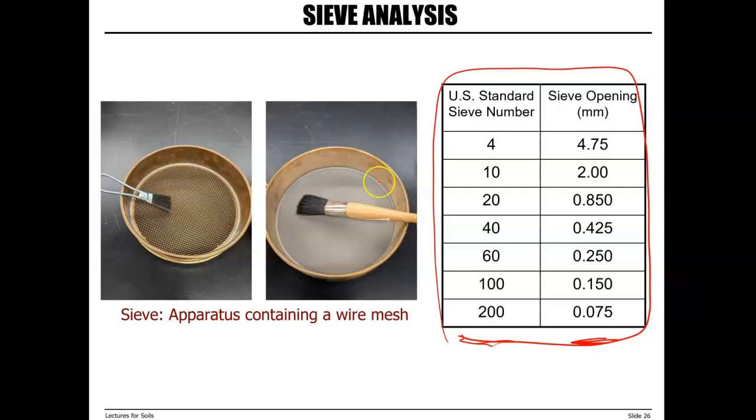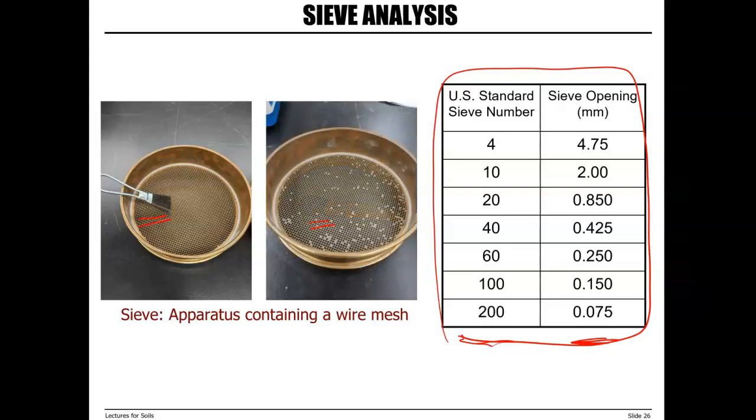The first thing that we need to do is to clean our sieves. We have different type of brush. The soft brush is used for cleaning the finer sieves, and the harder brush is used for sieves with larger opening size. So we need to make sure that all of our sieves are clean.